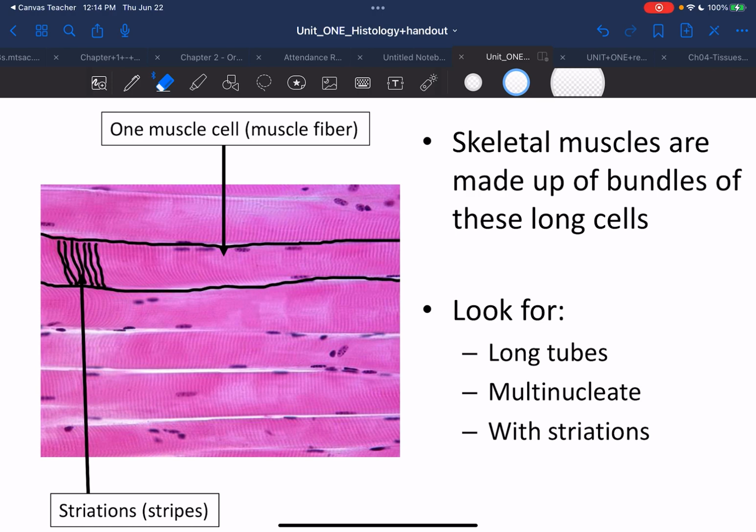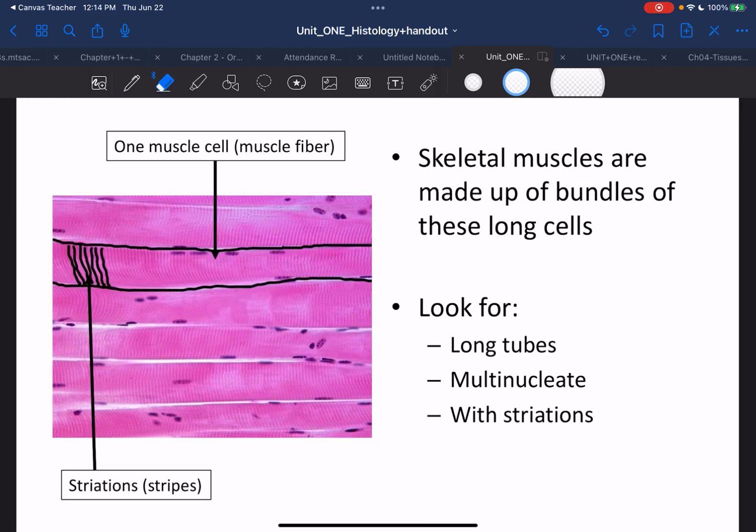I don't want to get too complicated, just keep it simple. So here we look at this segment here. When you look at these muscle fiber cells, if you look very closely, do you see those lines? Those lines are called striations. And that's really how you're going to be able to distinguish between this and the other cells. That they have stripes or striations.